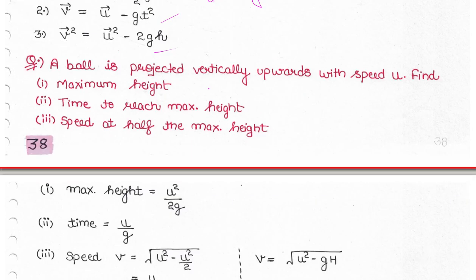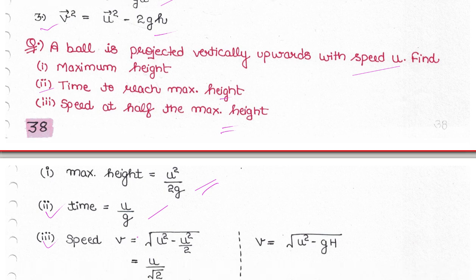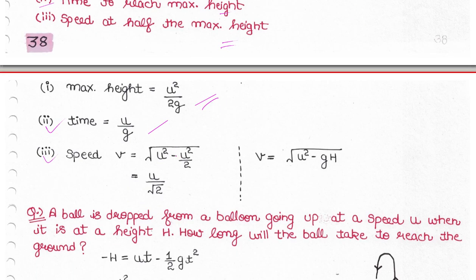Now a ball is projected vertically upwards with initial speed u. Find the maximum height. From this equation we can find the maximum height is u square by 2g. Time to reach maximum height, using the above equation we can find time is equal to u by g. And the speed at half the maximum height, we can find v is equal to square root of u square minus u square by 2, which is v is equal to u by root 2.